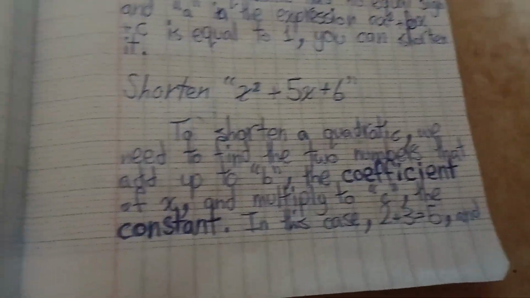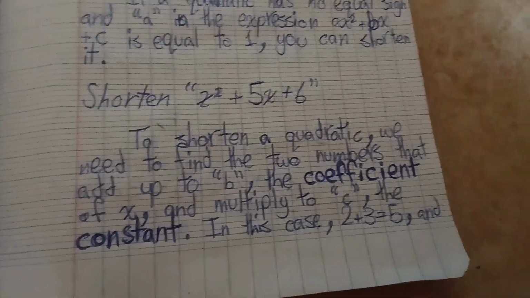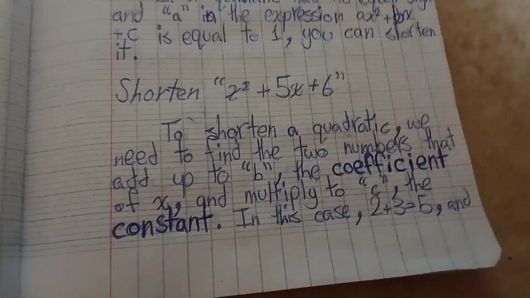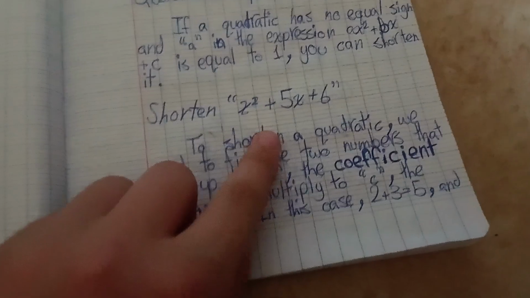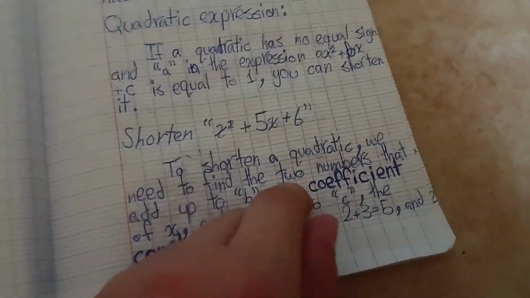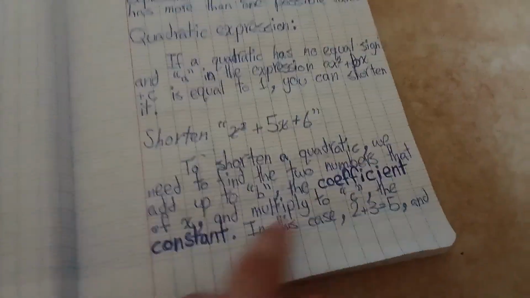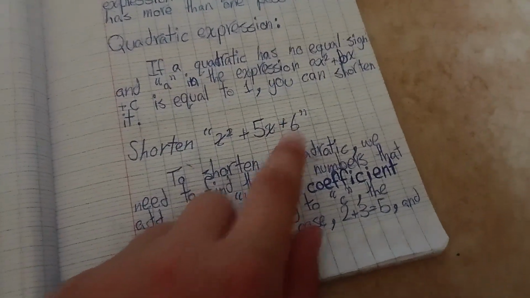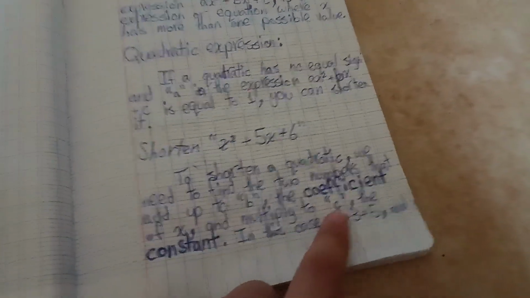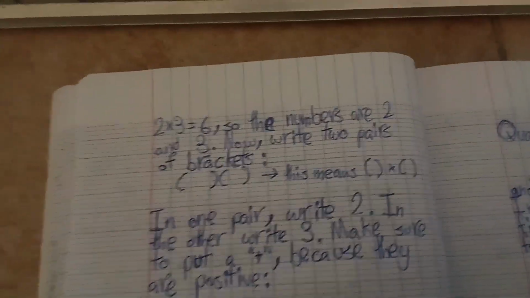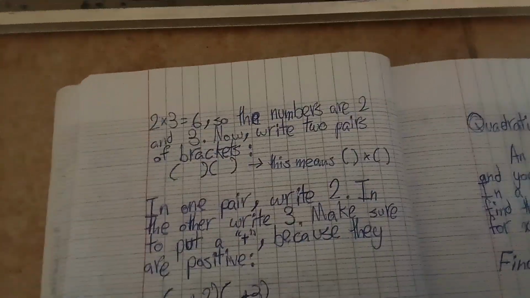To shorten a quadratic, we need to find two numbers that add up to b, which is 5, called the coefficient of x, and multiply to c, the constant, which is 6. In this case, 2 plus 3 equals 5, and 2 times 3 equals 6. So the numbers are 2 and 3.